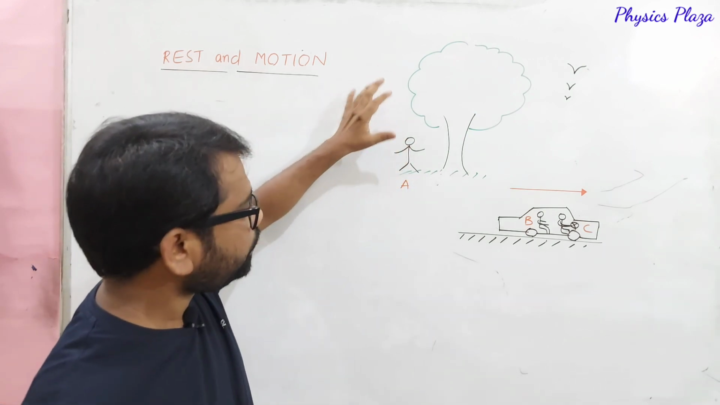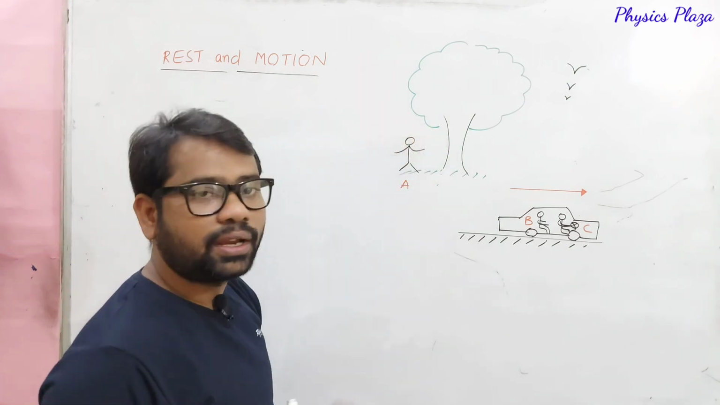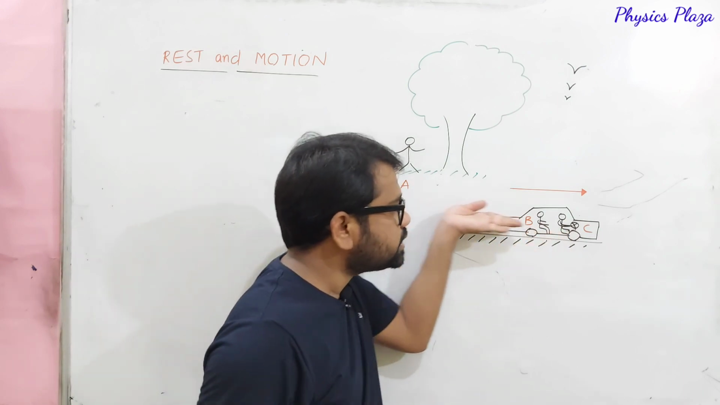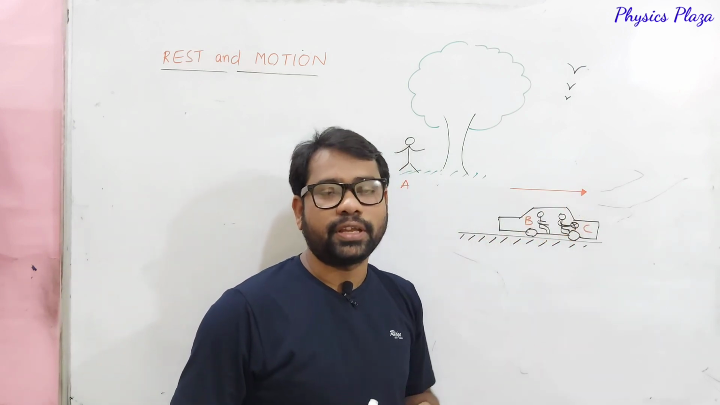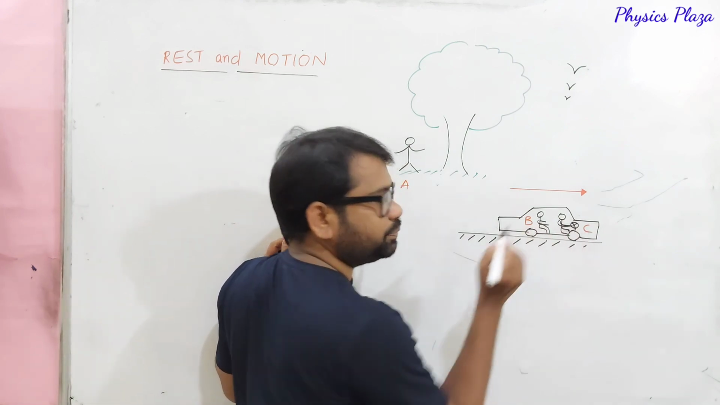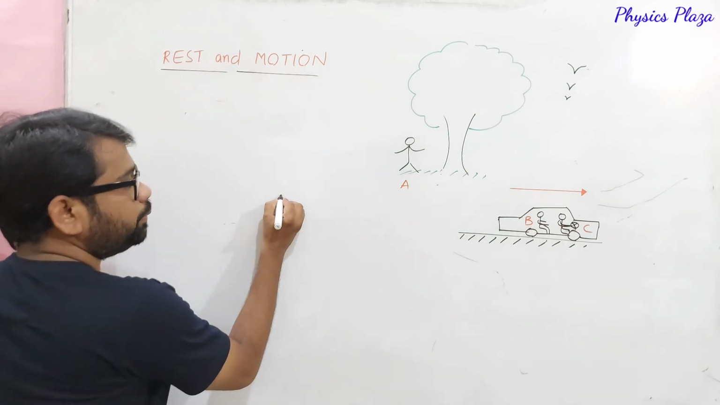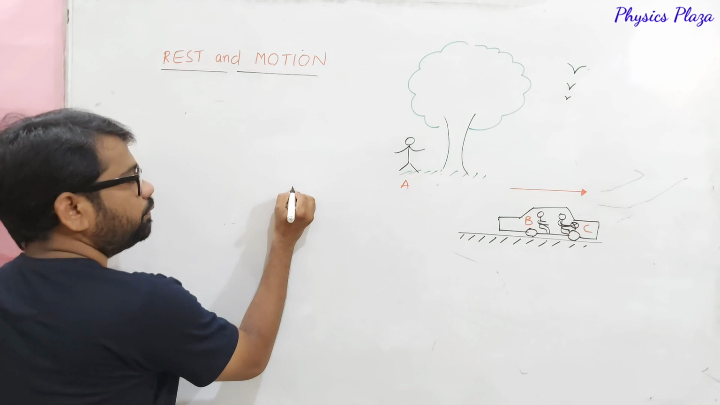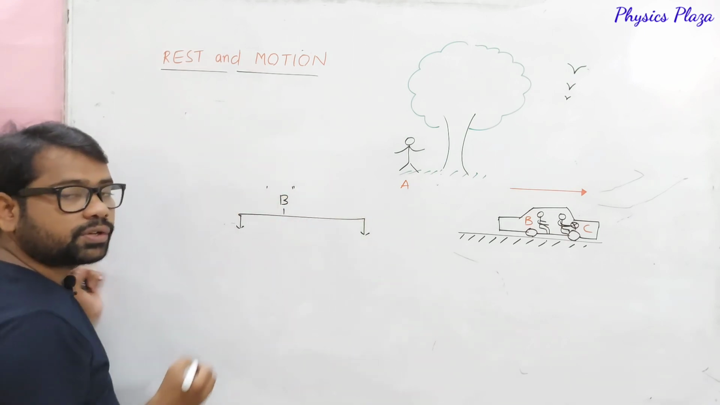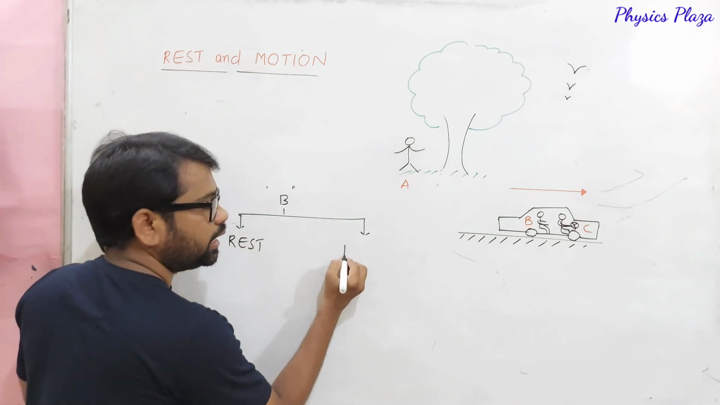Here one person A is standing near this tree, and here two persons are going in a car. They are going in this direction, and the direction is also shown here. The very important thing, dear children, is our question: with respect to person C, what about person B? Is person B at rest or in motion? Children, actually person B can be at rest and can be in motion.